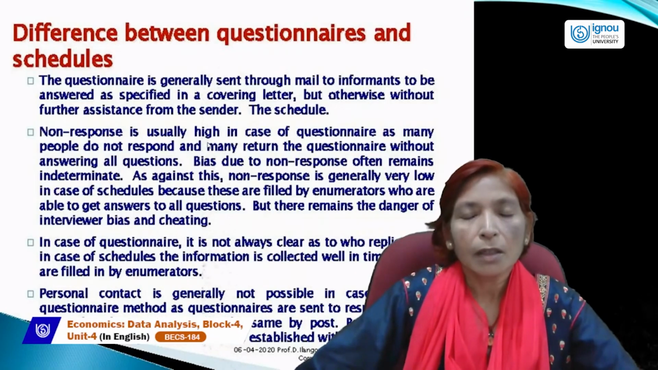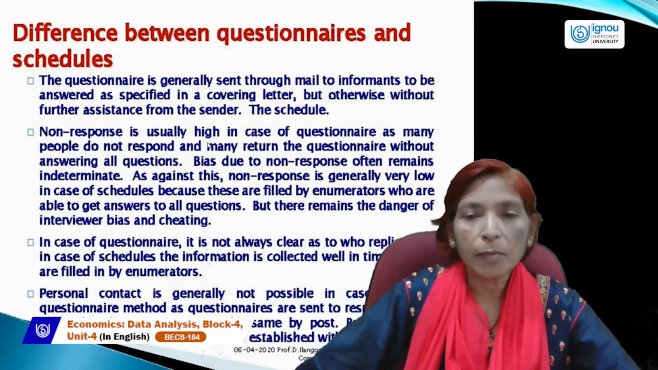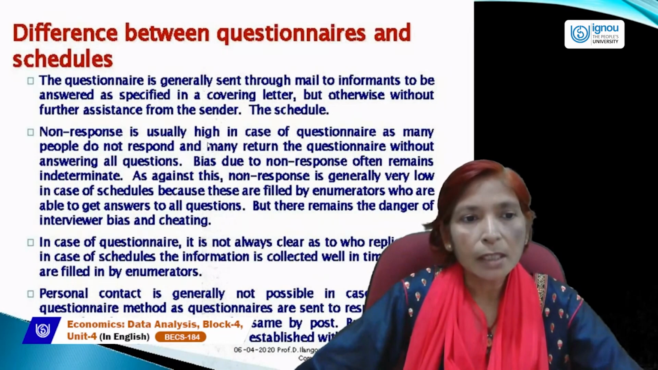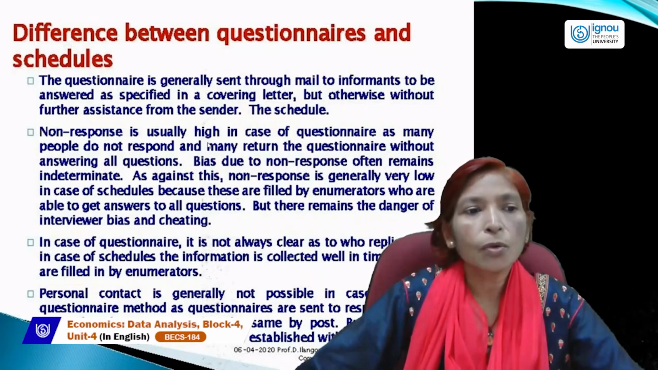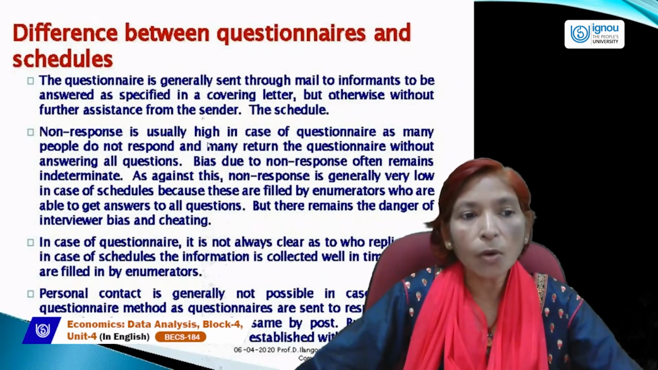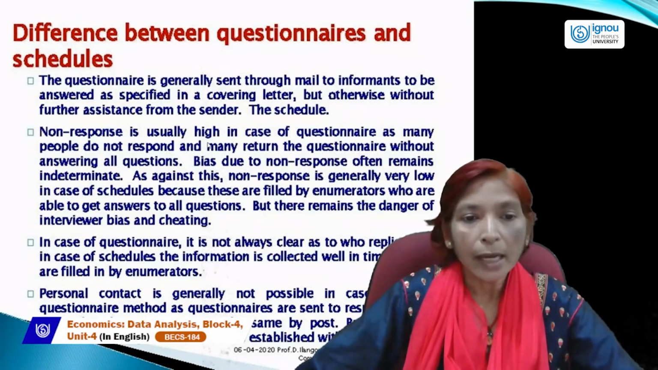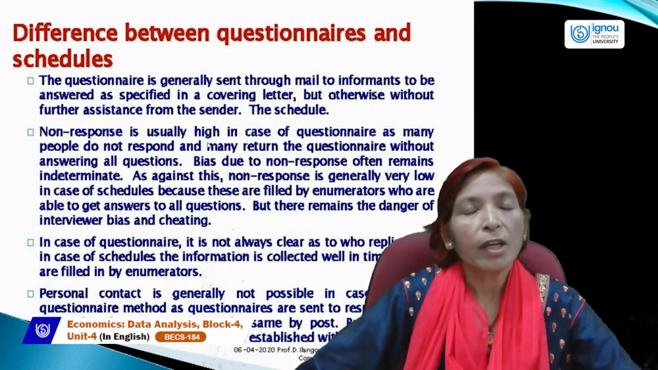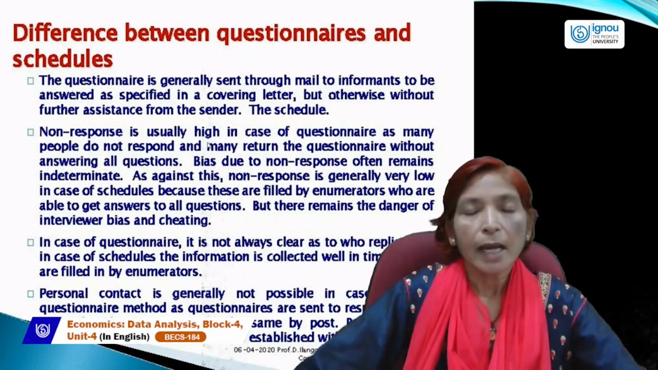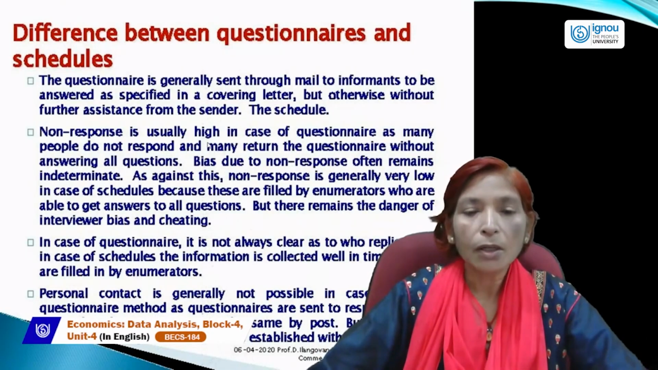If you are sending questionnaires through mail to the informants, and informants are giving information directly to that researcher, that is called a questionnaire. But schedule is used if people are not responding, not giving answers to your questionnaires, many return the questionnaire without answering all questions, and bias may also be possible. Then an enumerator is that person who goes directly to informants and collects the information by asking questions which are mentioned in the questionnaire.